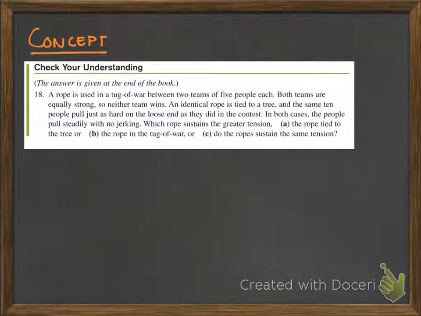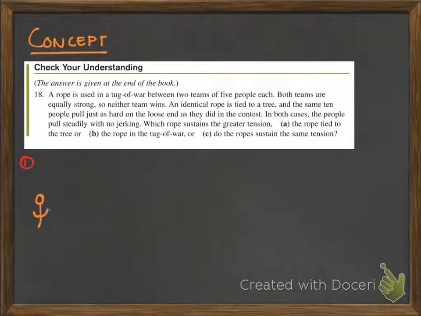Okay, so now for some concept questions. This concept question states that a rope is used in a tug-of-war between two teams of 5 people each. Both teams are equally strong, so neither team wins. An identical rope is tied to a tree, and the same 10 people pull just as hard on the loose end as they did in the contest. So keywords are identical rope, equally strong, and they pull just as hard in both situations. In both cases, the people pull steadily without jerking. Which rope sustains a greater tension?